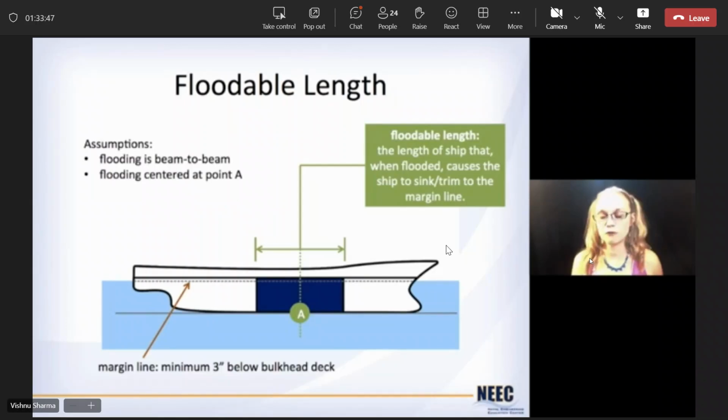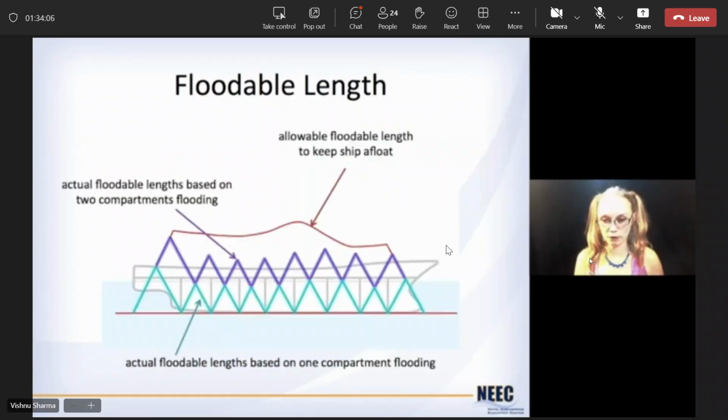And as I mentioned before, floodable length is kind of an older way of looking at whether or not a ship is going to be able to survive a given sort of damage. To make the floodable length, you go somewhere along the length of the ship and you figure out how much on either side of that point can the ship flood and still have the ship be basically upright, safe, and stable so that you can get people off. You do that all along the ship and you get this red line. That's the allowable floodable length for your ship.